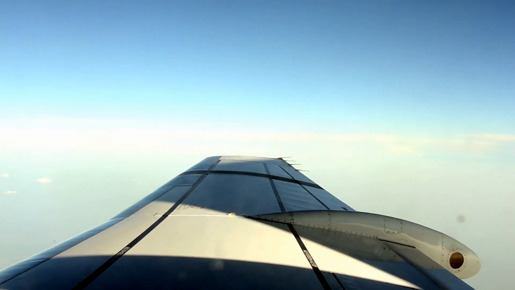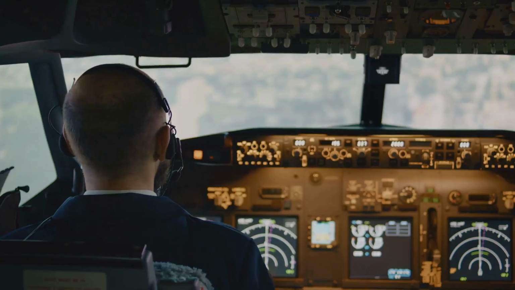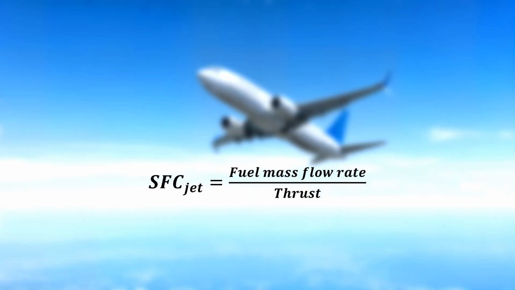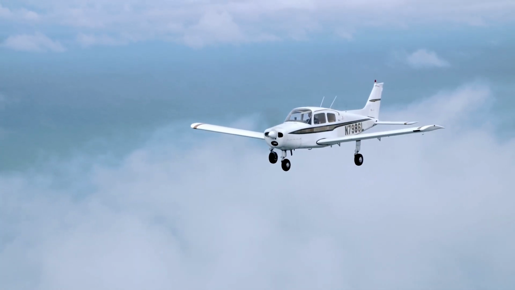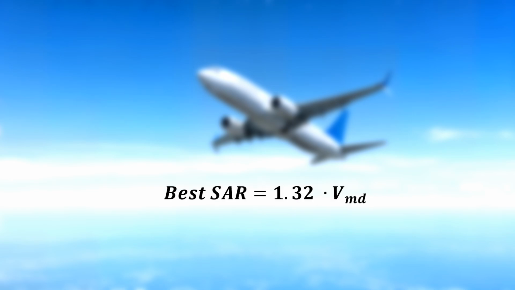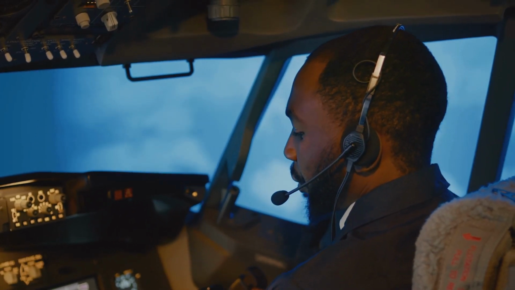Let's have a look at the heart of cruise efficiency, which is specific air range, or SAR. Basically, this is the distance flown per unit of fuel. It depends on specific fuel consumption, or SFC, which is the fuel flow per unit of thrust for jets or power for propeller aircraft. Jet engines achieve optimal SAR at speeds approximately 1.32 times the speed for minimum drag, known as VMD. This is really the optimum cruise speed for fuel efficiency.